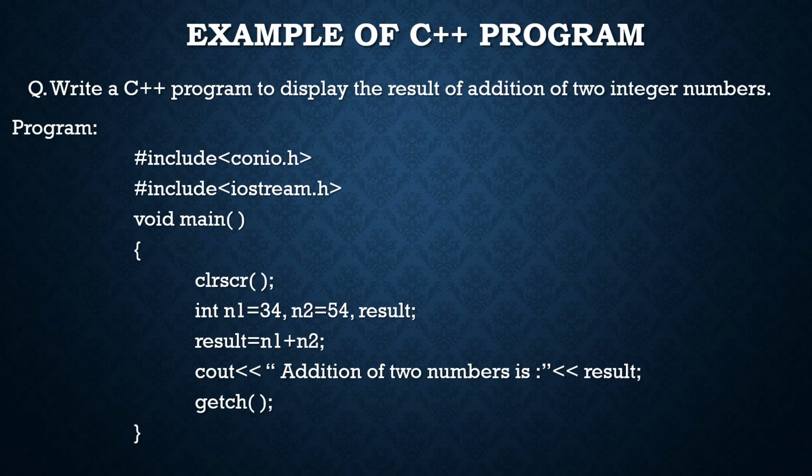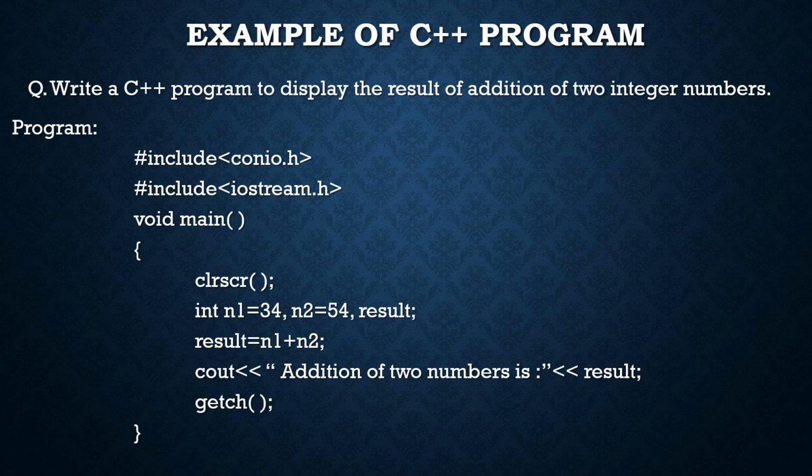Here is another example of a C++ program. Already we have done one simple program to display a welcome message. Here is another program. The program is to write a C++ program to display the result of addition of two integer numbers. So here you should mind that it is the addition of two integer numbers, not real numbers, meaning it is only numbers without decimal points.